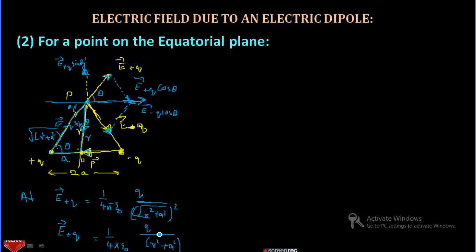So now E minus q. The electric field due to E minus q vector is, similarly, 1 by 4 pi epsilon naught q divided by r square plus a square into p cap. What is the p cap? P cap is the unit vector along the direction of the dipole axis.